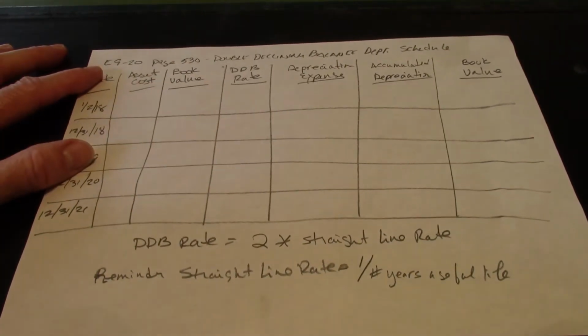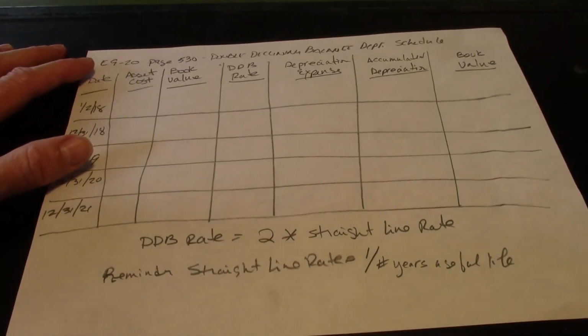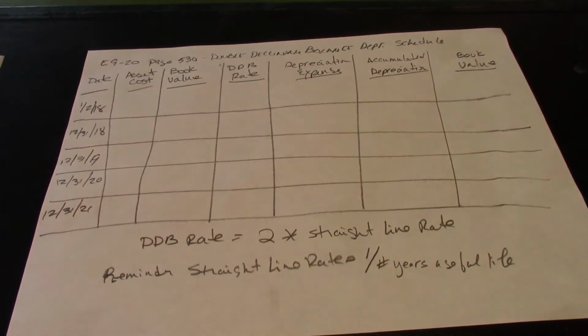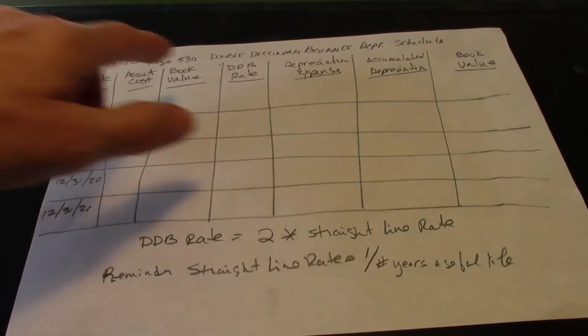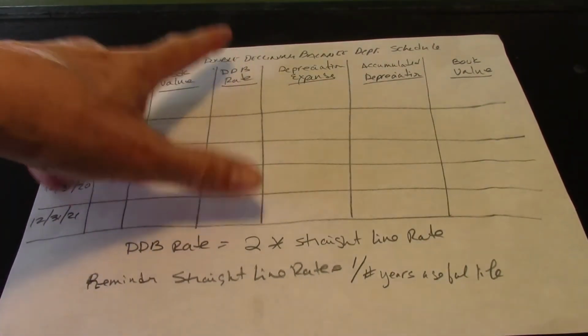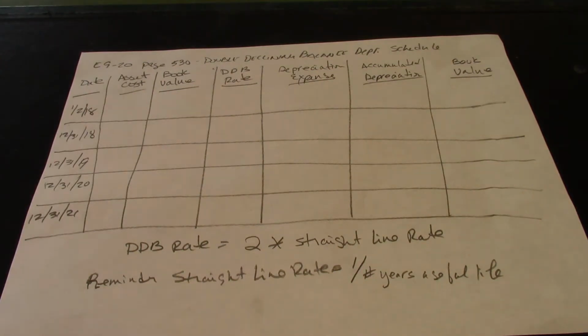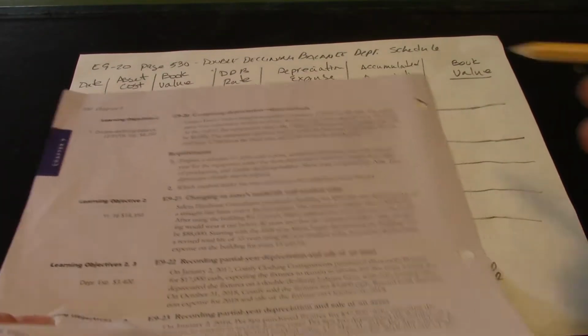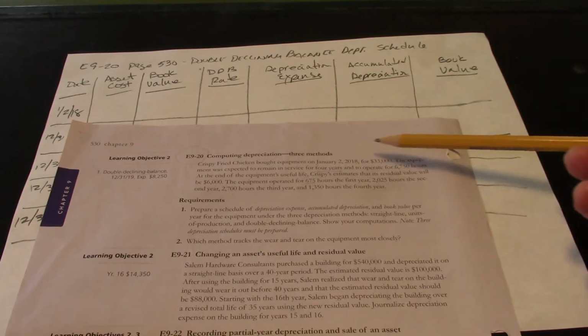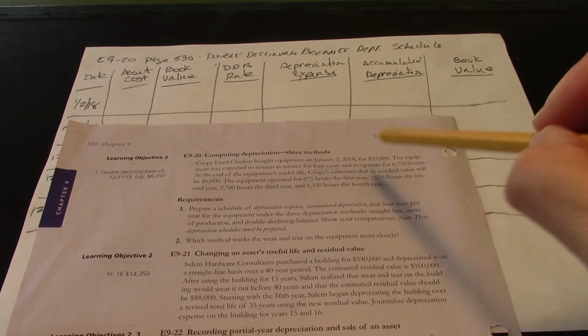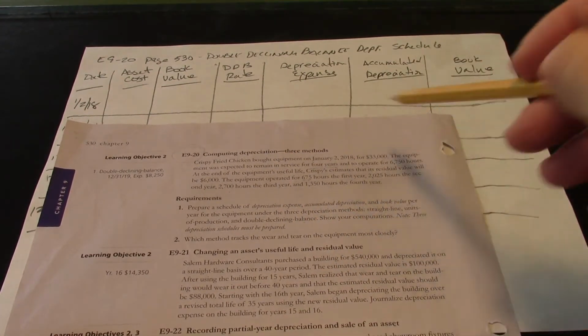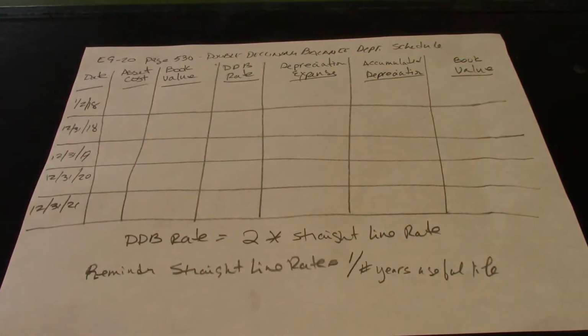In this video, we're finishing up problem E9-20 from page 530. We're going to do the double declining balance depreciation schedule. So we still have the same problem. We've got this same chicken equipment, and it still lasts 4 years. This time we're going to depreciate it a little faster using what's called double declining balance.